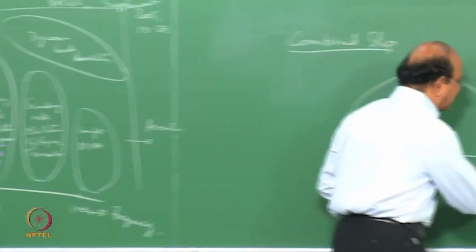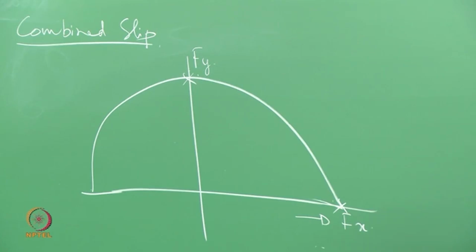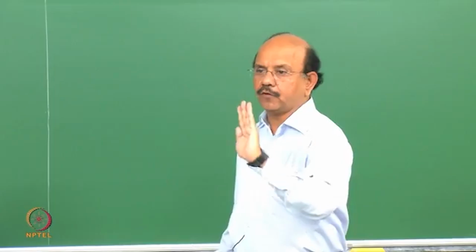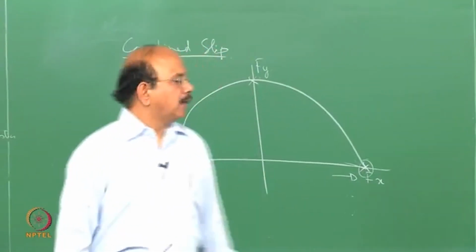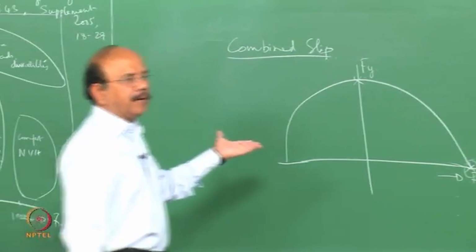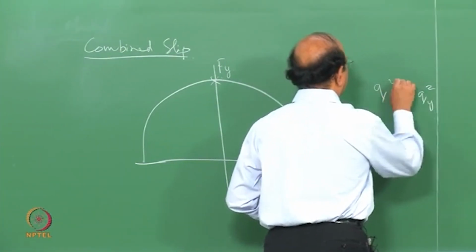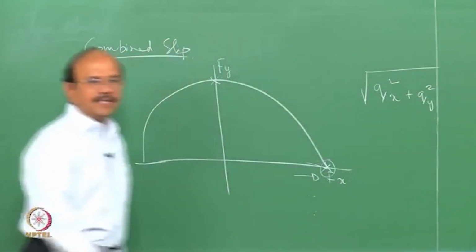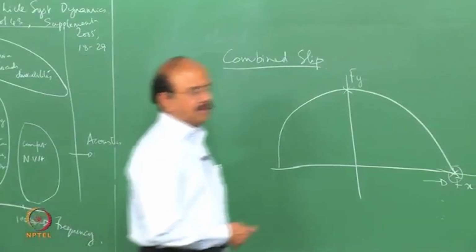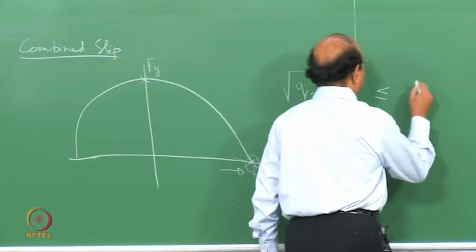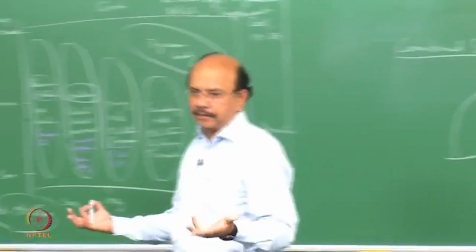And that's the end, where I would use the complete frictional force in order to get this. Because this is nothing but the force, qx squared plus qy squared. Say for example, force per unit length should be less than or equal to mu into qz, where qz is the normal force per unit length.